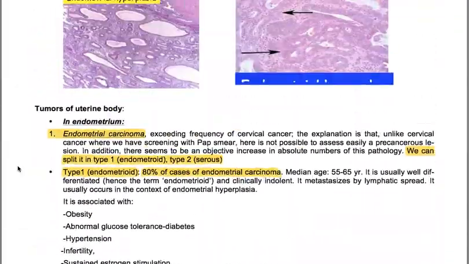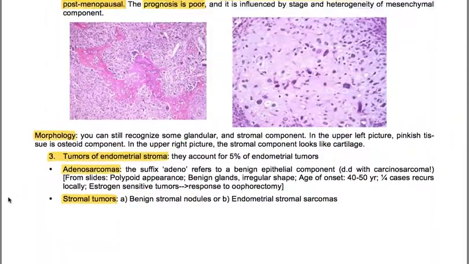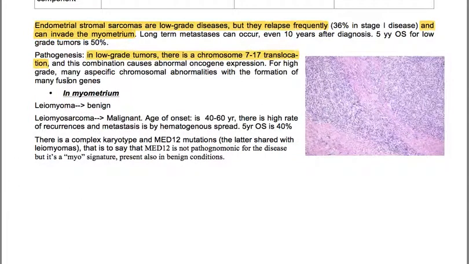So we said that we have tumors in the endometrium. Tumors of the uterine body can be in the endometrium or in the myometrium. In the myometrium, we have leiomyoma, which is benign, and leiomyosarcoma, which is malignant. The age of onset is 40-60 years. There is a high rate of recurrence, and metastasis is by hematogenous spread. Five-year overall survival is 40%. There is a complex karyotype and MED12 mutations, the latter shared with leiomyomas. That is to say that MED12 mutation is not pathognomonic for the disease, but it's a myosignature, present also in benign conditions.